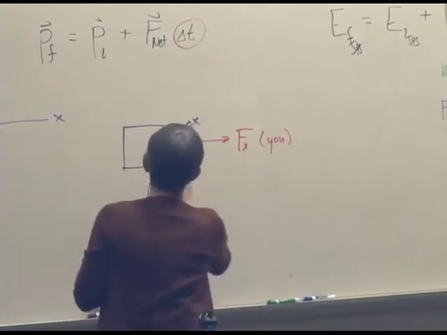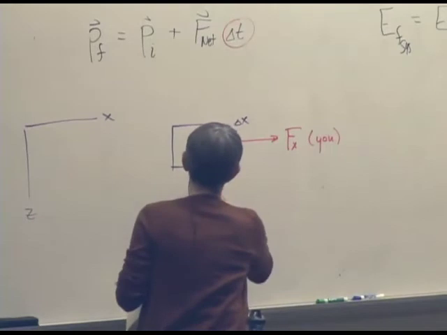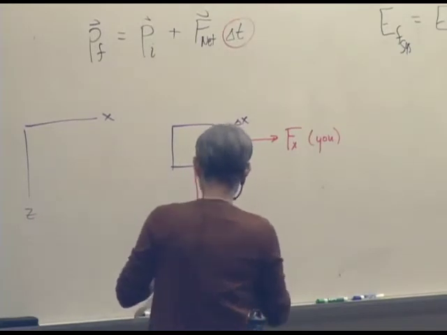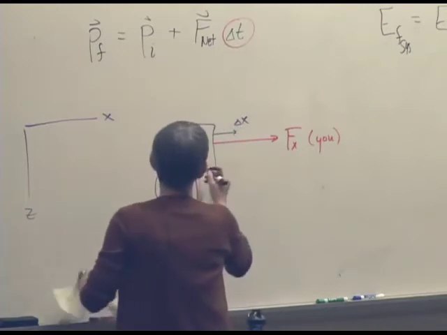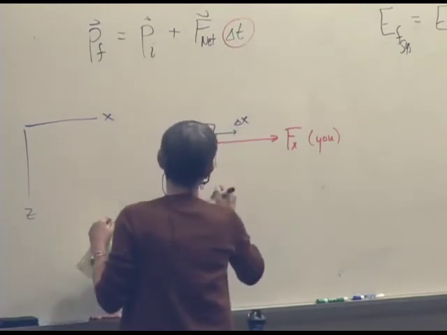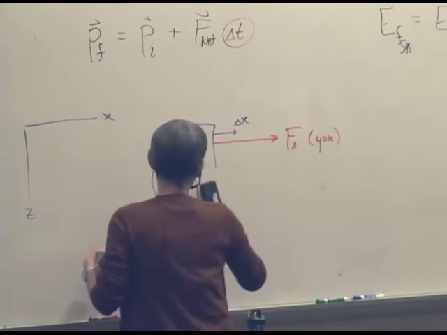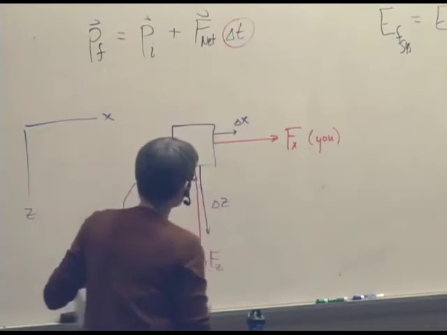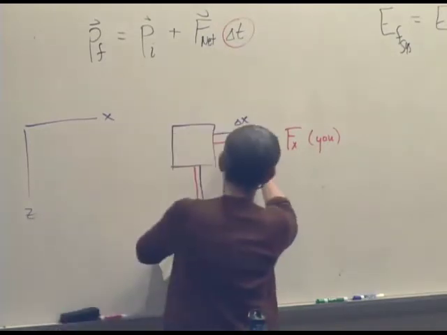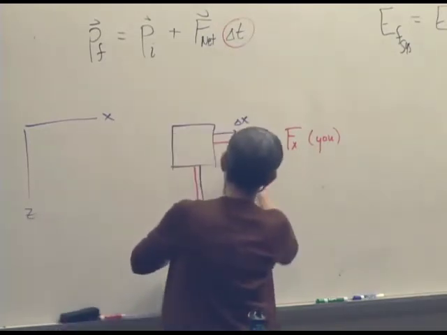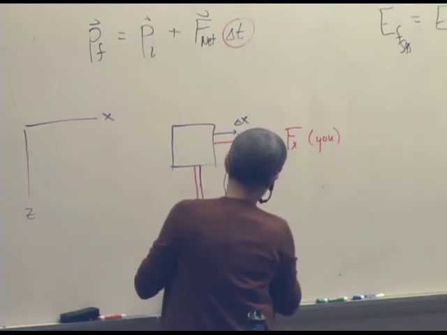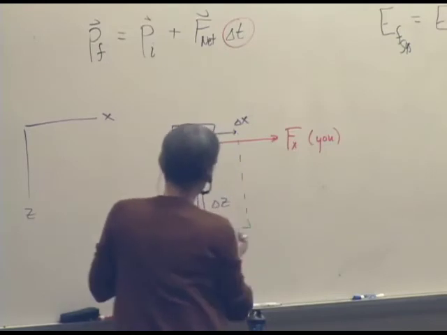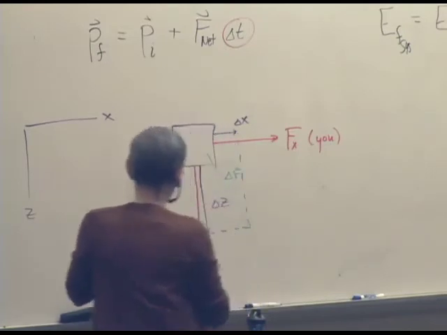But your friend is pushing in the z direction. So your friend exerts some force in the z direction, and the box moves some amount, probably a larger amount, in the z direction. So the box actually moves during the time you guys are pushing. So the total displacement of the box would be some delta r that way.